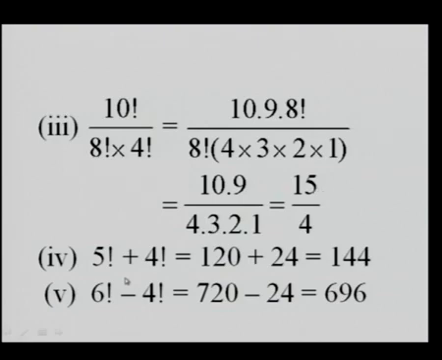In the fourth part we have to evaluate the value of factorial 5 plus factorial 4. Factorial 5 is by definition 5 into 4 into 3 into 2 into 1. It comes out to 120, and factorial 4 we have already calculated, it is 4 into 3 into 2 into 1, equal to 24. So factorial 5 plus factorial 4 is 120 plus 24, equal to 144. Next, factorial 6 minus factorial 4. Factorial 6 by definition is 6 into 5 into 4 into 3 into 2 into 1. It comes out to 720, and minus factorial 4, which is 24. After subtracting 24 from 720 we get 696.